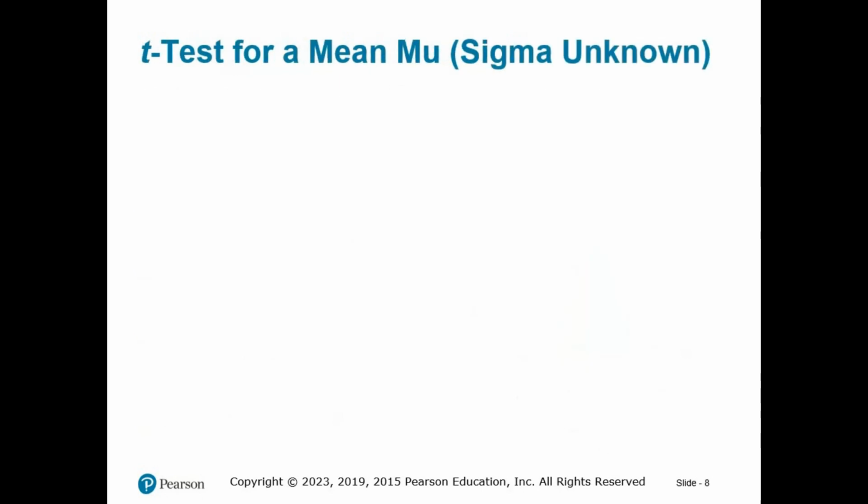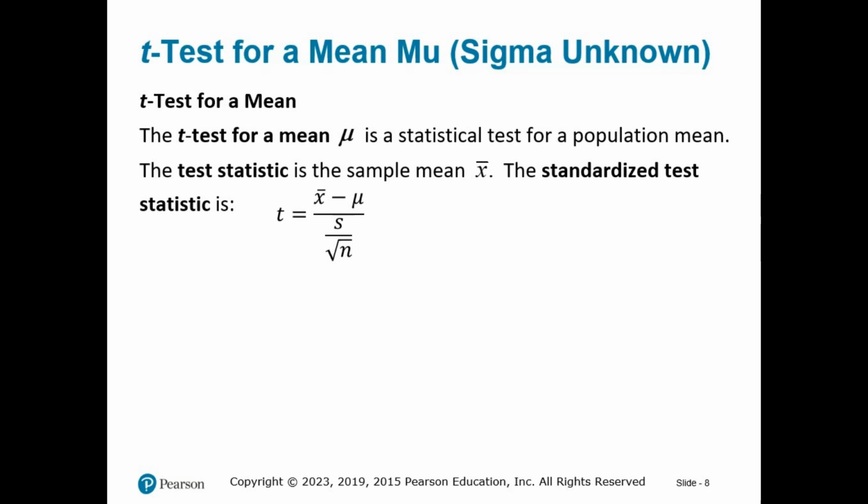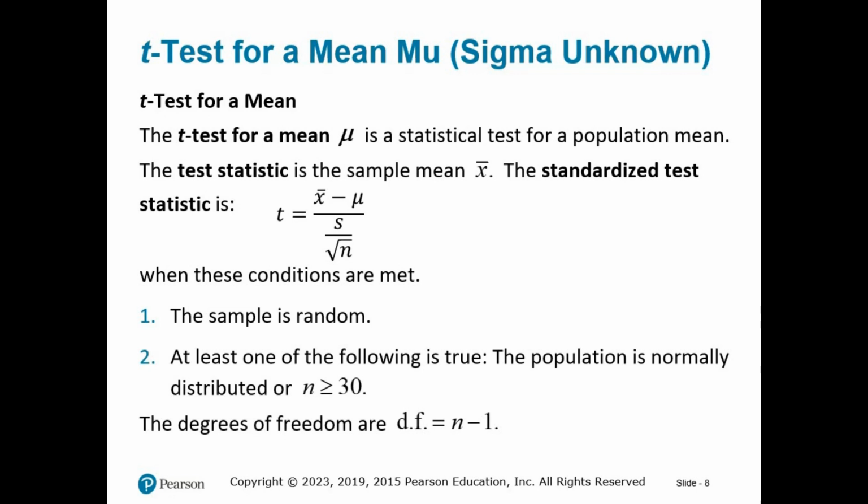The t-test for a mean mu is a statistical test for a population mean. The test statistic is the sample mean x bar. The standardized test statistic in this formula is t equals x bar minus mu, divided by the ratio s, the sample standard deviation, divided by the square root of the sample size. You should recognize this from when we were building confidence intervals for a mean when we didn't know sigma. We still need to check that our sample is random and that either the population is normally distributed or that the sample size is at least 30. So our sampling distribution of sample means is assumed to be approximately normal.